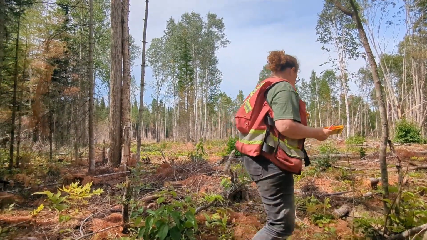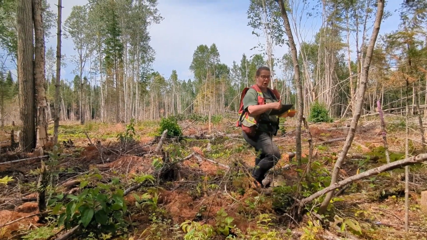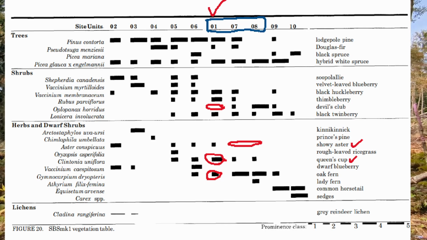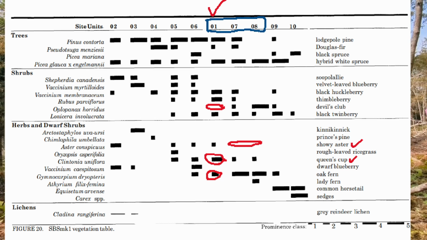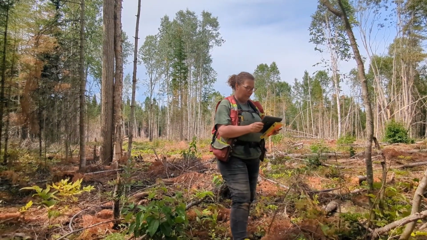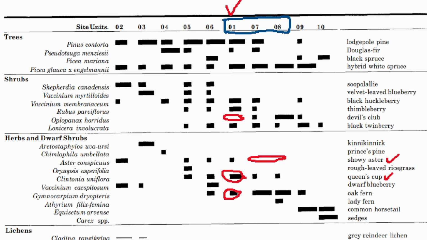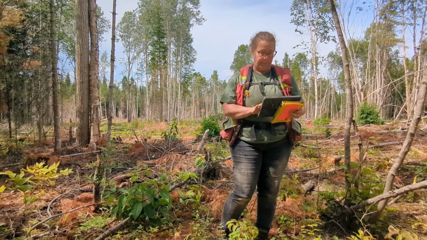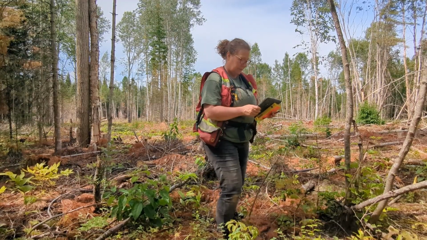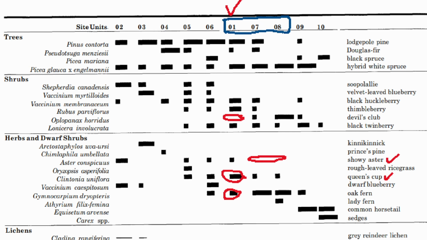Where'd I put it? On the element occurrence ranking, so I can figure out what this ecotype would be. And so if we look at the 01 and 07, one of the differences between an 01 and an 07 is Devil's Club. There's no Devil's Club here. Another difference is 01 has showy aster.